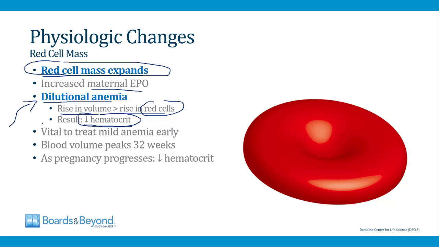And because of this effect, it's very important to identify and treat mild anemia early on. We always check a CBC at the first prenatal visit to screen for anemia. Blood volume in pregnancy peaks at about 32 weeks, and this can result in a very low hematocrit if the woman enters pregnancy already anemic.